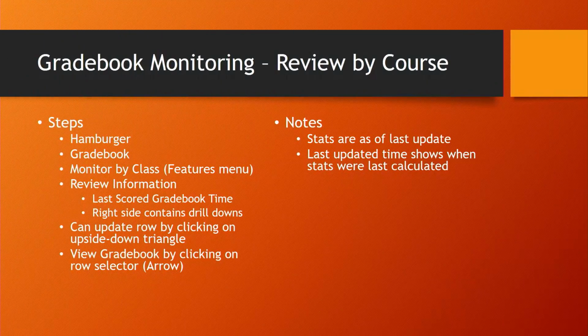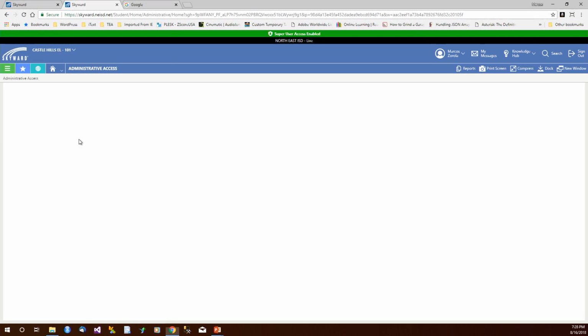Now, how do we actually review our information? There's actually a couple of ways to do this. I'm going to show you how you do some monitoring and reviewing by course, and then I'll show you how you do that by individual. So we've got our steps here: Hamburger to Gradebook, to Monitor by Class in the Features menu, and then we'll review our information. I'll show you how you can update information on the fly, and then how you can actually drill down into the gradebook by clicking on the row selector. All right, let's jump into this.